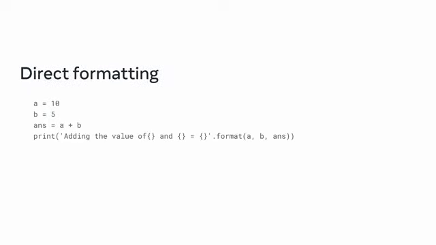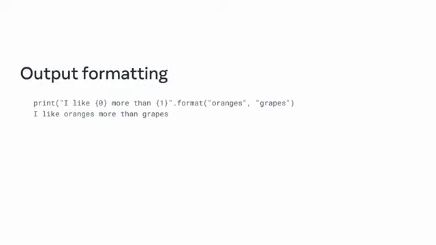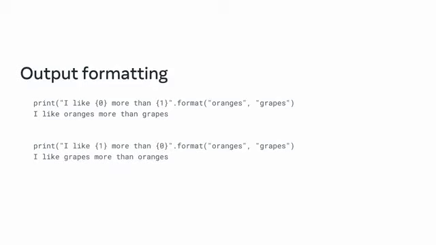Often while programming, you need to know the value of a variable and output it onto the screen. Python allows for direct formatting inside the print statement. You can also control the order by specifying the numbers inside the curly brackets. For example, if you print the same statement twice but with the numbers switched, the output will differ.